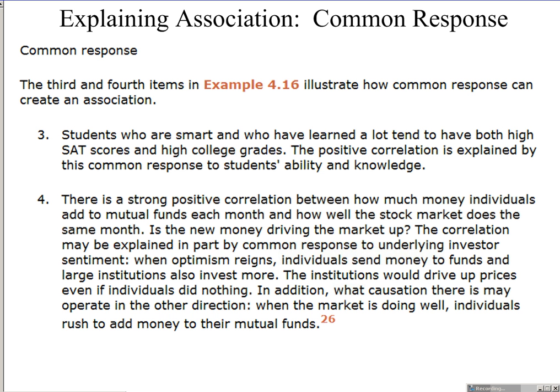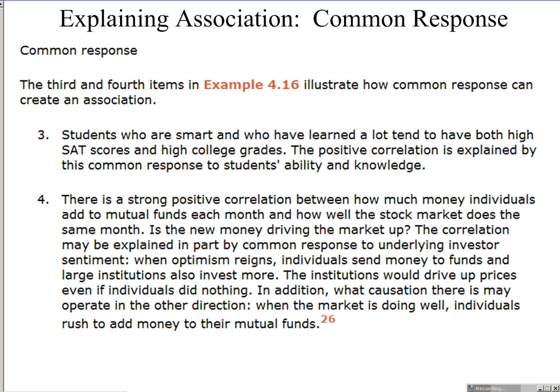So in other words, if the student is smart, that is going to affect not only their SAT score, but also their GPA in college. So we have that third lurking variable there of the intelligence of the student that is directly causing an increase in SAT scores and an increase in GPA.